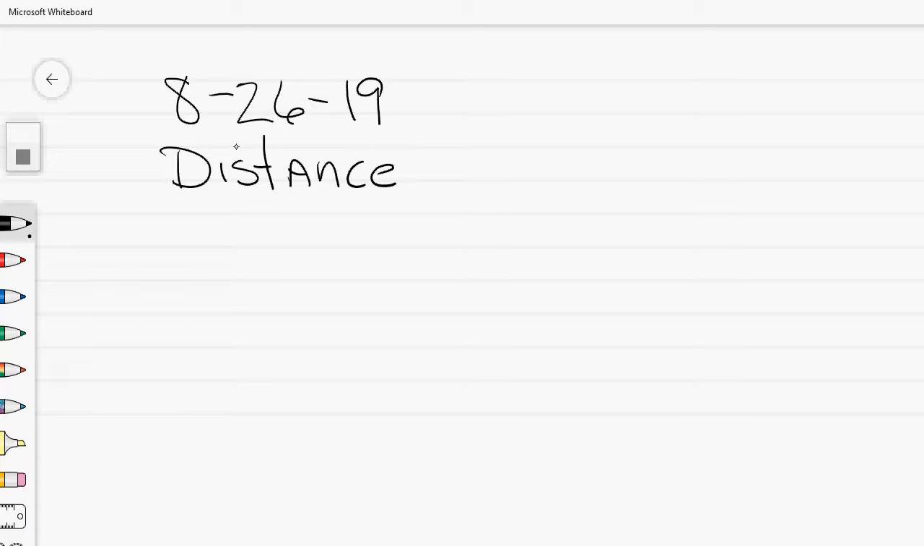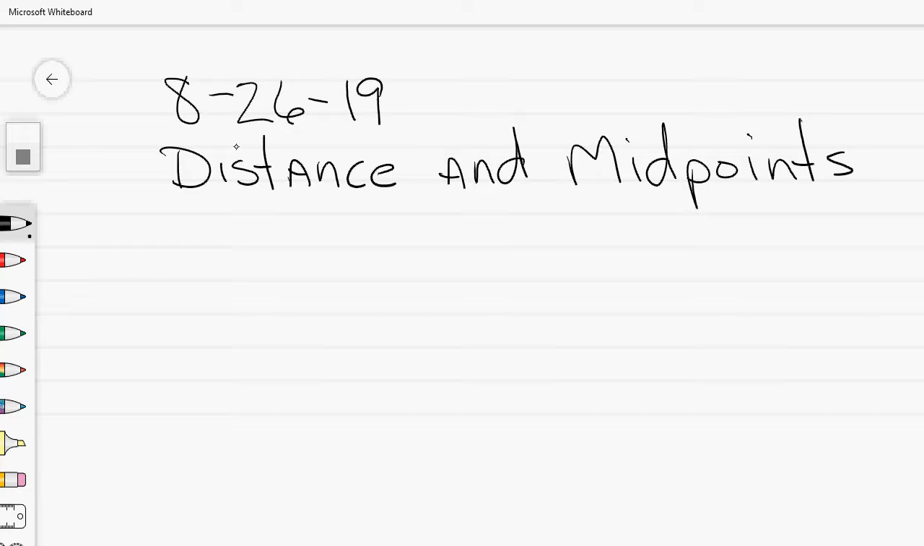All right, today we're going to be talking about distance between 2 points and midpoints. And a midpoint is a point that's in the middle of two other points. All right, so we're going to use this as a definition right here.